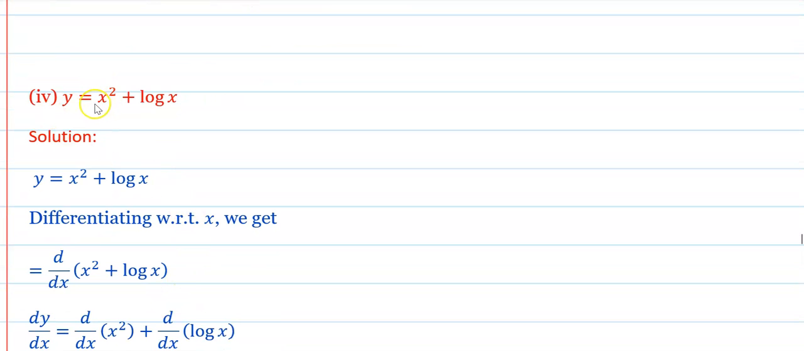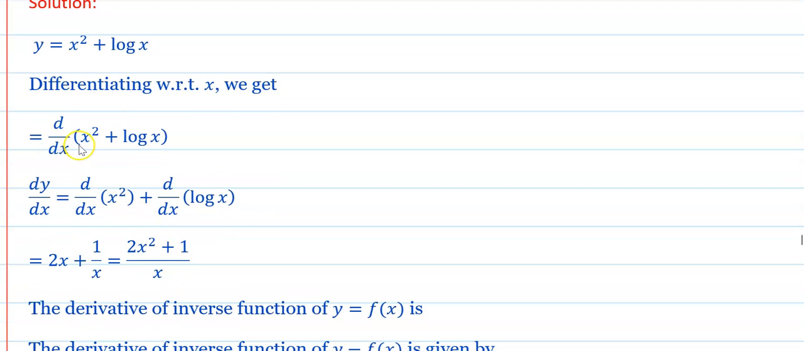Next, y is equals to x square plus log x. Differentiate this with respect to x. The derivative of x square is 2x, the derivative of log of x is 1 upon x. Simplifying, multiplying by x, we get 2x square plus 1 upon x. This is dy by dx. That is, dy upon dx is equals to 2x square plus 1 upon x.